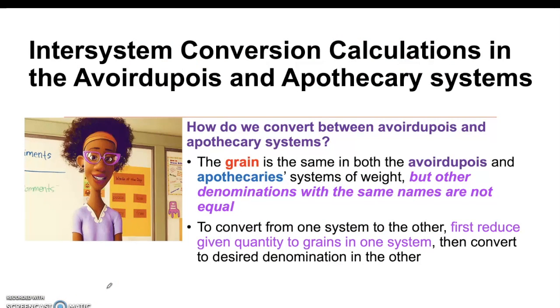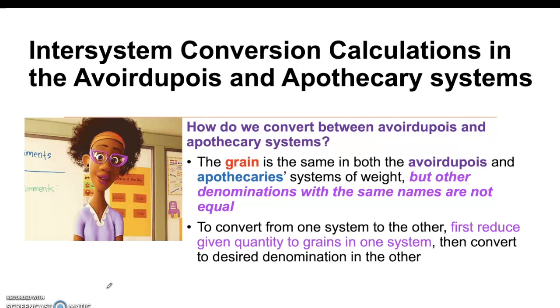How do we convert between avoirdupois and apothecary systems? As I said before, both systems have pounds, ounces, and grains that are similar. However, the quantity of each of these units, when you're converting, say, to grains, to pounds, are different. So you can't do a straight conversion.